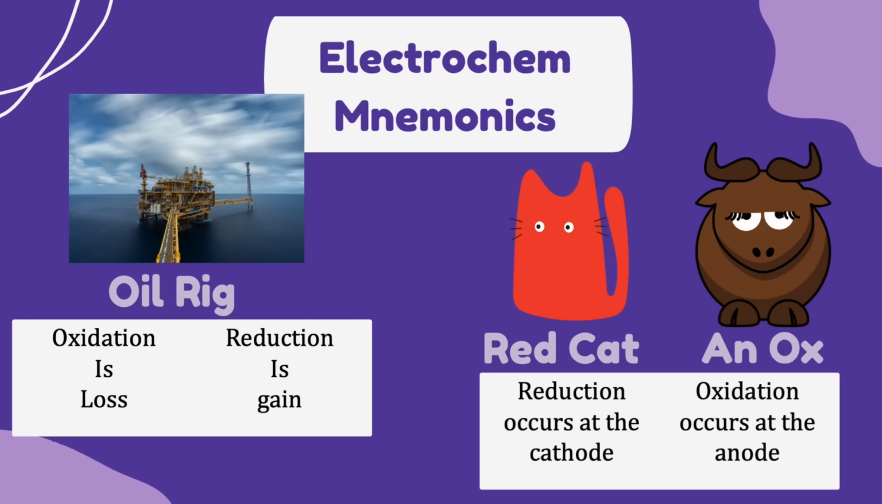Reduction, or the gain of electrons, occurs at the cathode. Oxidation, or the loss of electrons, occurs at the anode. So I have been doing this for a long time and I still catch myself using these mnemonics and referring to these. So have these in your head, write them on your scratch paper so you don't mix things up.